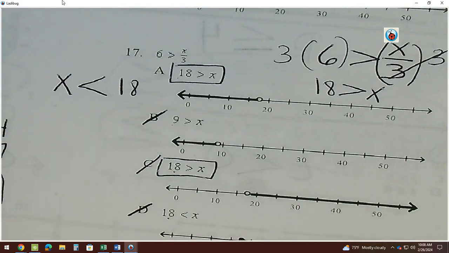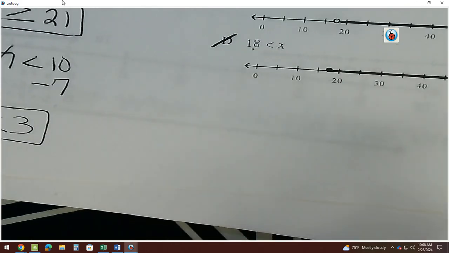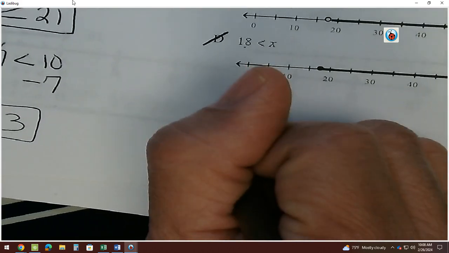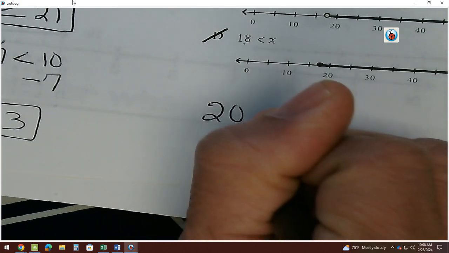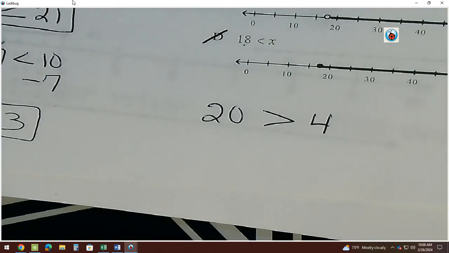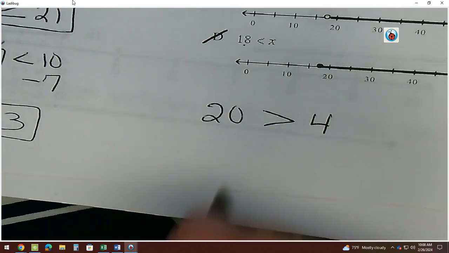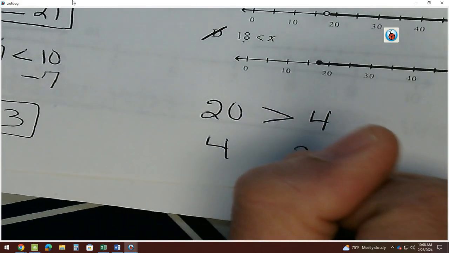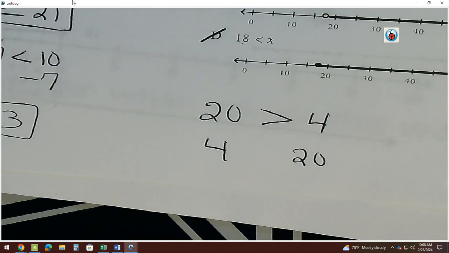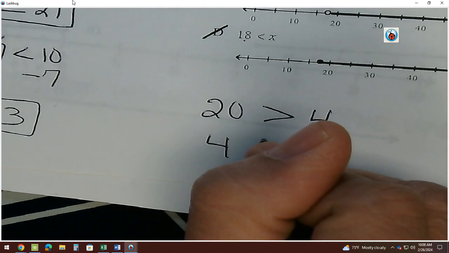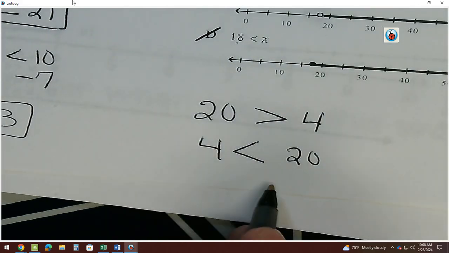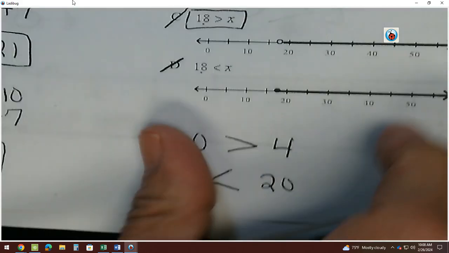Question. Look, let me show you this way, maybe like this you can understand. When you were in elementary, let's say you had these numbers. You would say 20 is greater than 4, right? If I flip the numbers, what do you have to flip too? The symbol, because now you flip the number, so now we have to flip the symbol. So now it's 4 less than 20.